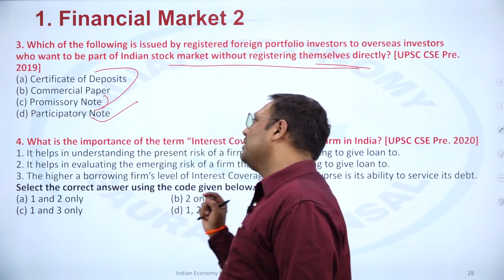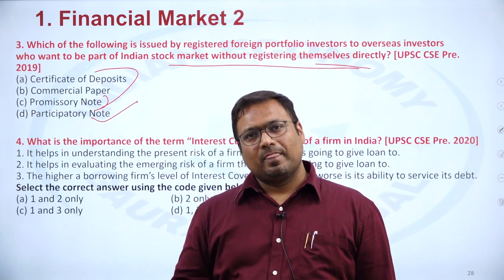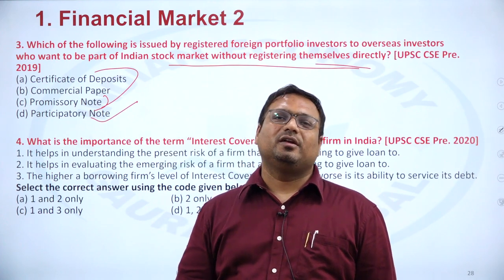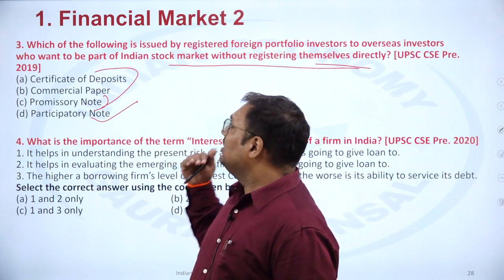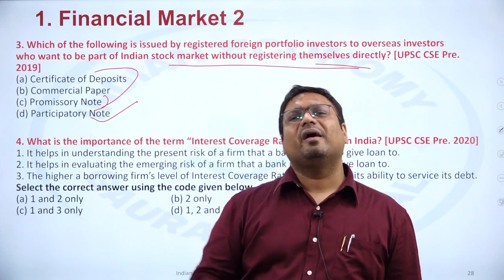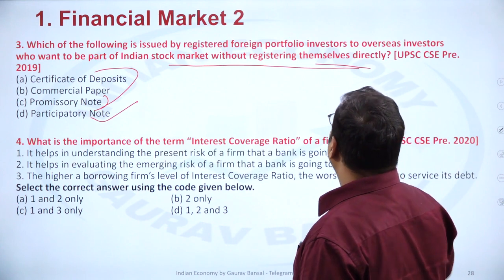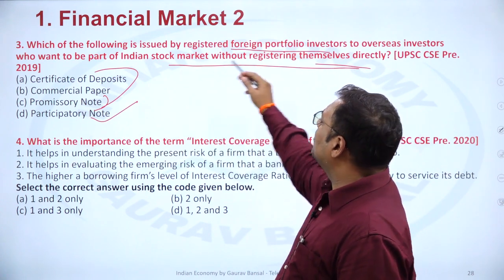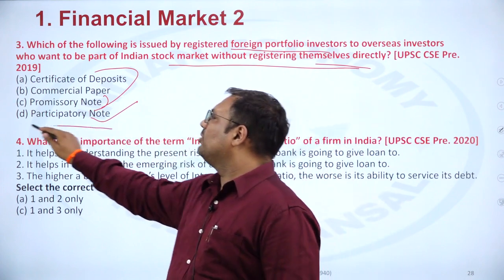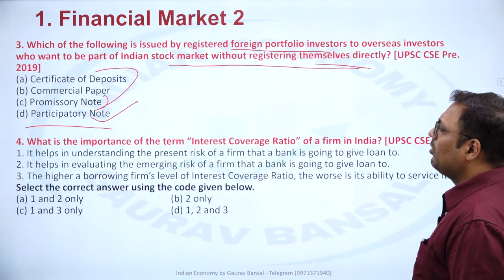So if there is a foreigner who wants to buy Indian shares, but doesn't want to register directly with Indian authorities, for example SEBI, then they can buy it through the FII, foreign institutional investor, and the foreign portfolio or institutional investor will invest their money in exchange for a participatory note. Okay, so they will inform about that to the Indian stock market and regulator.